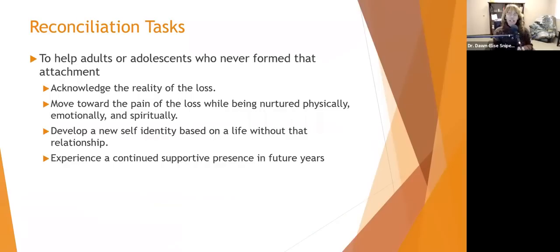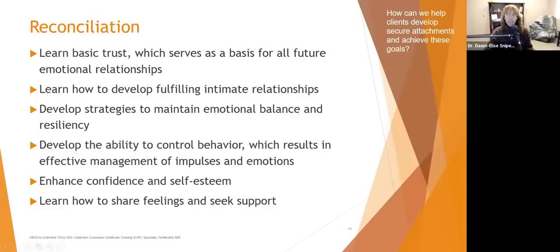And they need to experience a continued supportive presence in future years. They need to have some sort of adult attachment, if you will. They need to learn basic trust, which serves as a basis for all future emotional relationships. And this starts with helping them learn to trust their own spidey senses and learn, what do they need. Mindfulness is huge here. Learn to trust their instincts when they need to sleep, when they need to eat, when they need to rest, when they need to take a day off from work, whatever it is. They need to start listening to themselves and trusting their own intuition, and then stepping out and starting to learn to form relationships with others and learn how to trust other people in a healthy way, maintaining boundaries, all that stuff. Learn how to develop fulfilling, intimate relationships.